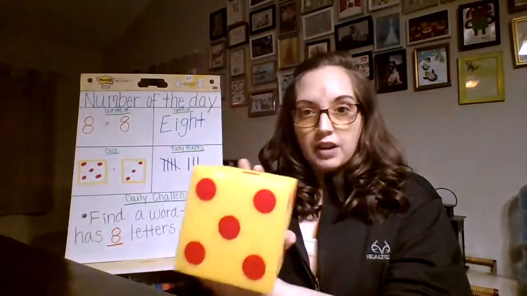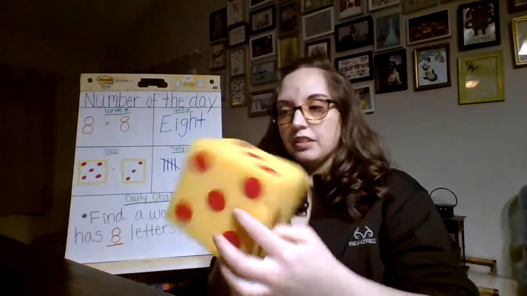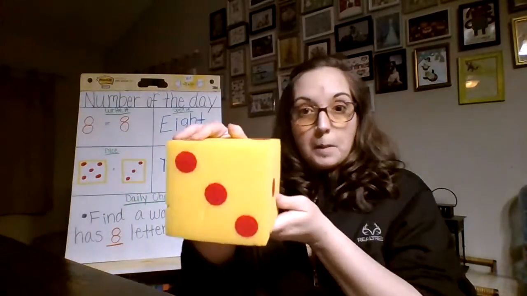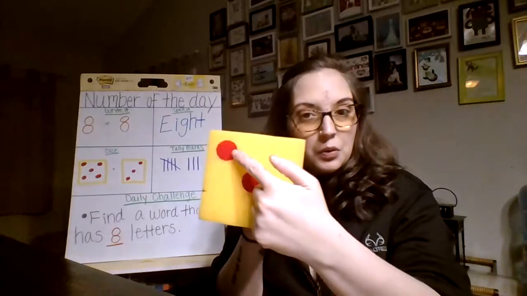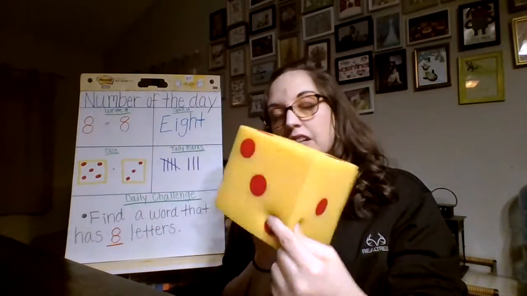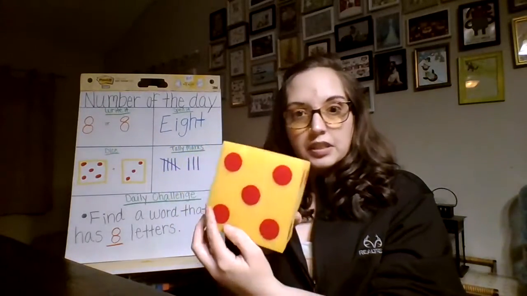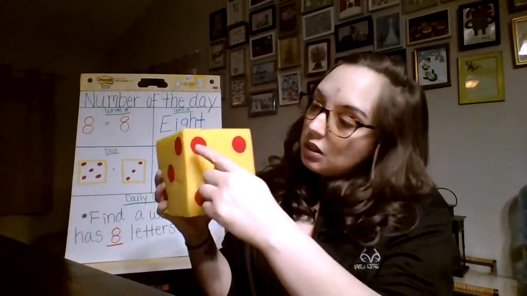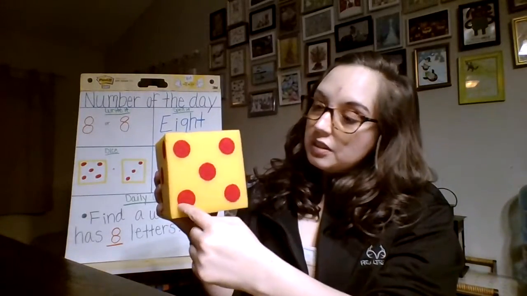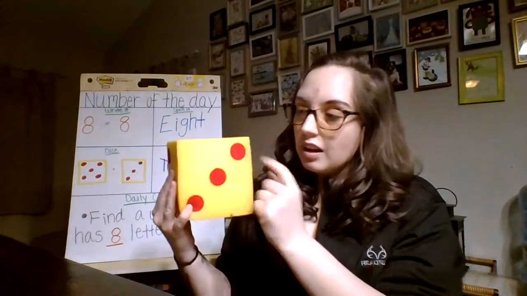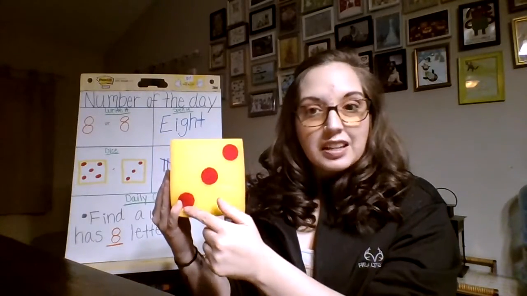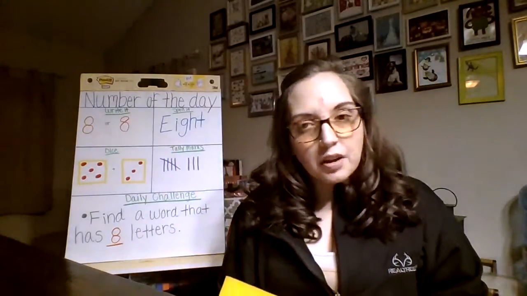So we have the 5. Let's try and find the 3 dots. It could be, boop, right there. 1, 2, 3. So let's count them together. Here we go. 1, 2, 3, 4, 5, 6, 7, 8. Great job counting to 8, my friends.